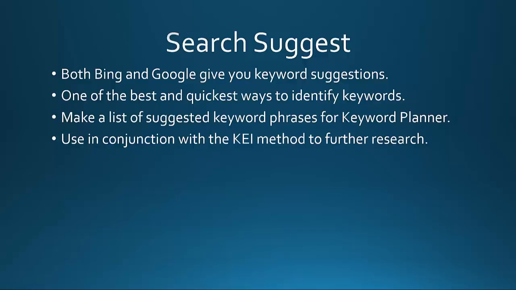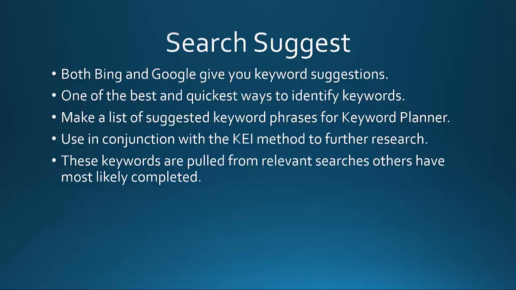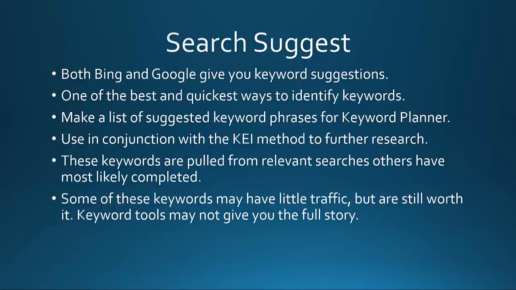So get keywords from Keyword Planner, and then you could also go in and start typing those in and get additional suggestions from the search engines, as we already discussed. Use in conjunction with the KEI method so you can really narrow down the right keywords to go after. And these keywords are pulled from relevant searches others have most likely completed. That means they are keywords that people have physically searched for. Some of these keywords may have little traffic, but are still worth it.